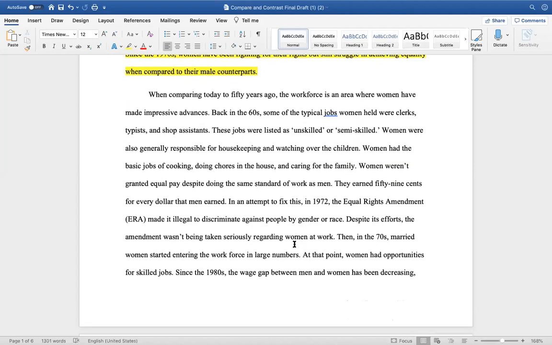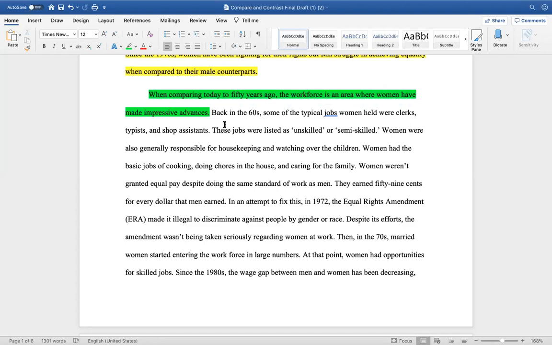So then when we go to the first paragraph, we look at the topic sentence. And the topic sentence says, "When comparing today to 50 years ago, the workforce is an area where women have made impressive advances." Let's talk about what this topic sentence does. It talks about the comparison. So we know the student's going to be comparing today and 50 years ago. And we know what subject they're going to be addressing, which is the workforce. Then let's look at their explanations.